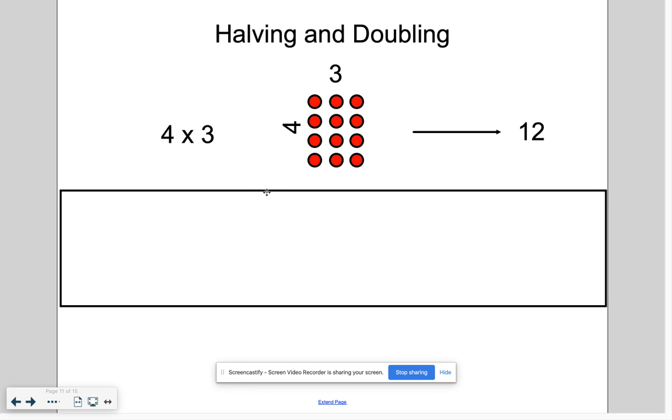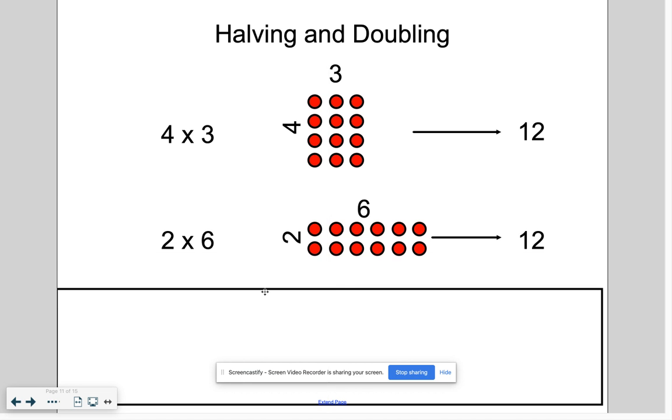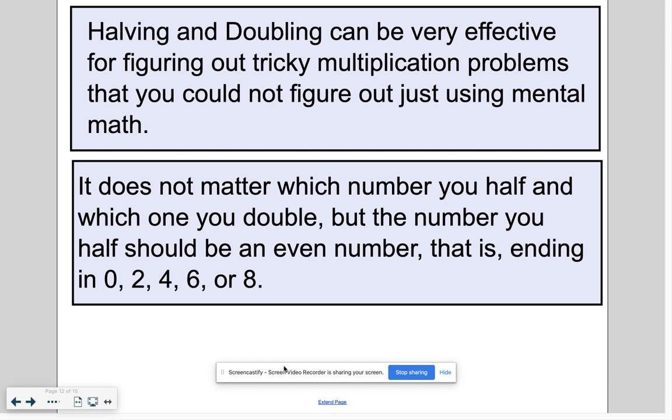So just another example of that exact question. So I still have 12. So let's take a look at what halving and doubling actually does. Halving and doubling can be very effective for figuring out tricky multiplication problems that you could not figure out just using mental math. It does not matter which number you have and which one you double. But the number you are halving should be an even number, that is, ending in 0, 2, 4, 6, or 8. Why do you think it should be even?